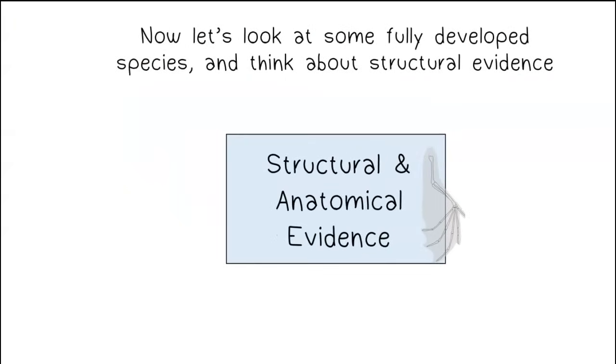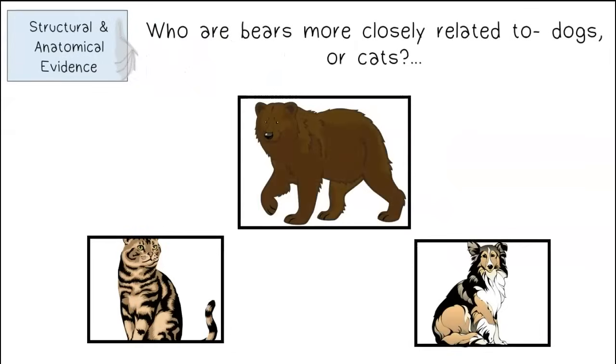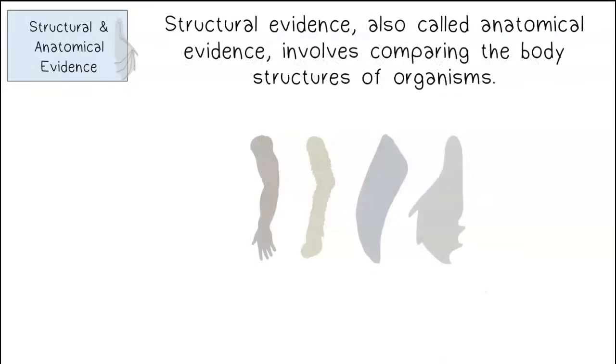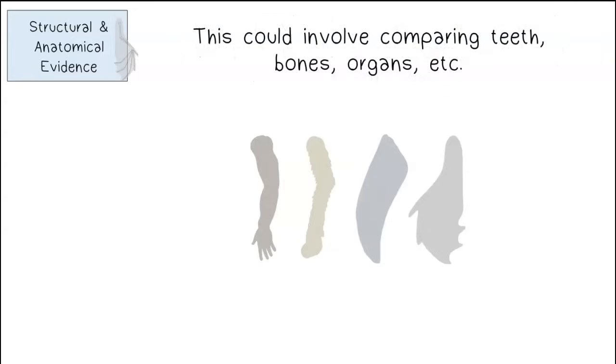Now let's look at some fully developed species and think about structural evidence. Who are bears more closely related to, dogs or cats? Well, if I had to take a guess, I would think about who bears are more similar to. Structural evidence, also called anatomical evidence, involves comparing the body structures of organisms. This could include comparing teeth, bones, or organs.